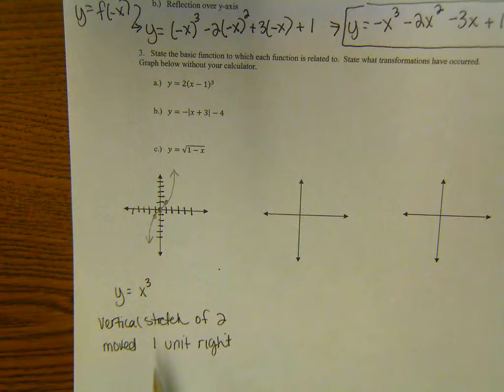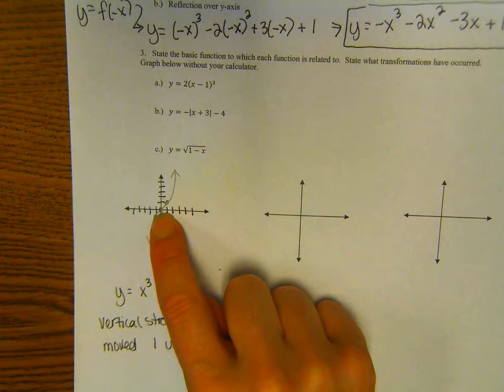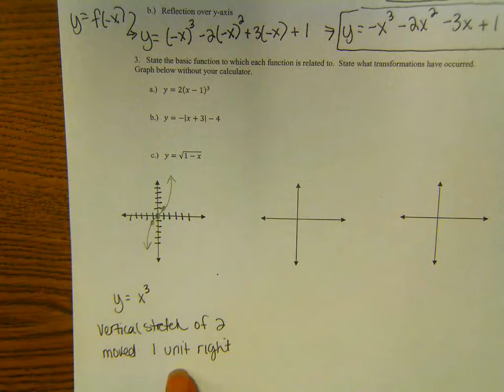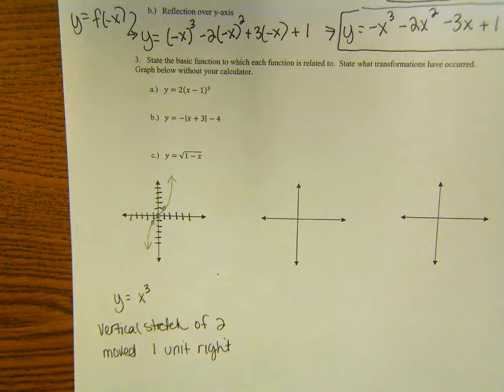So, a vertical stretch of 2. I'm going to tell you, a vertical stretch would multiply the y-coordinates by 2. What would happen if you multiplied the y-coordinate of 0, 0 by 2? Nothing would happen, correct? All right, and then I'm going to move it 1 unit to the right. So, it's going to move to right here. I'll do a different color. Let's do pink.